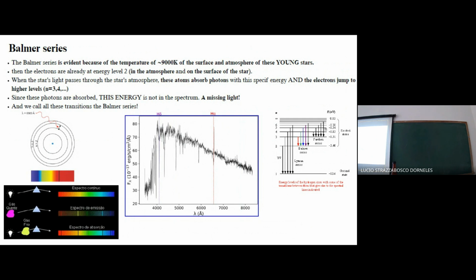So when the stars pass through this cold gas, these atoms here will absorb the photons with this specific energy, and the electron here will jump to higher levels. Since these photons are absorbed, this energy is not in the spectrum. So here we have a missing line. So we have an absorption line. So I know again that we have young stars. And here, this is the Balmer series.